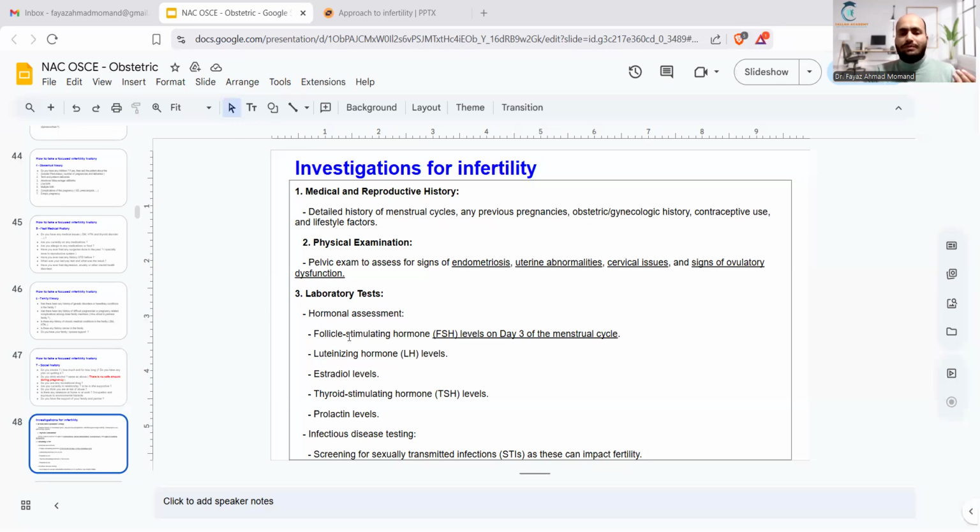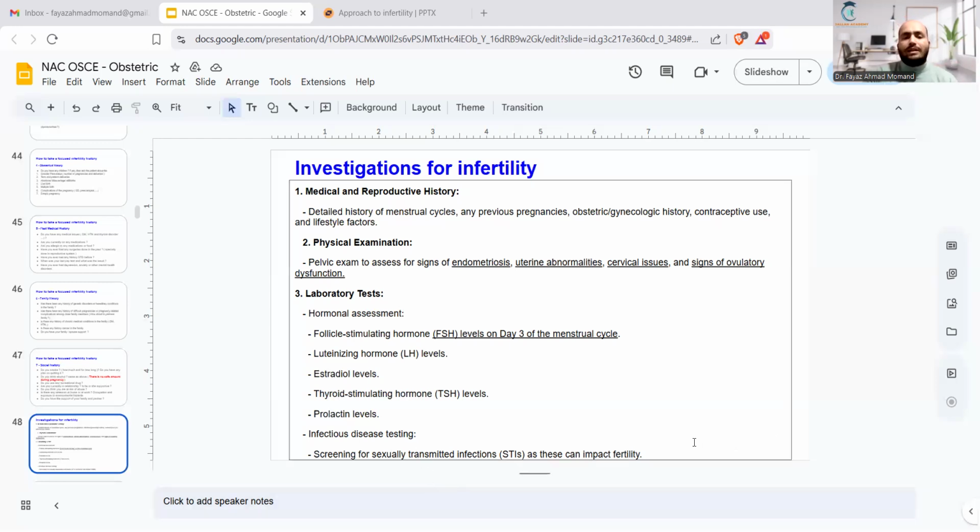For labs, we do FSH levels and LH levels. We can check estrogen levels, TSH, since hypo and hyperthyroidism both can alter the menstrual cycle and cause issues with fertility. We check prolactin levels if there is any indication, for example, if they have recurrent unexplained headaches and breast discharge, nipple discharge, which is white in color, could be a sign that they have prolactinoma.